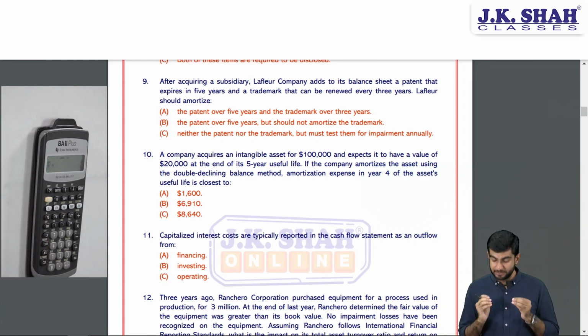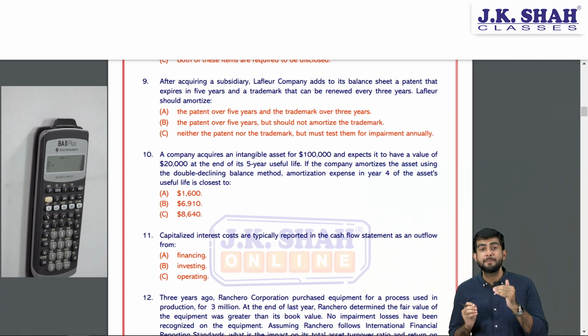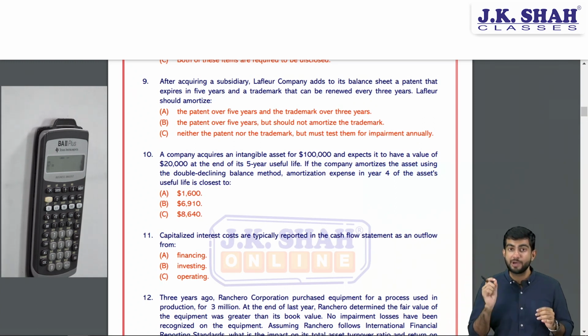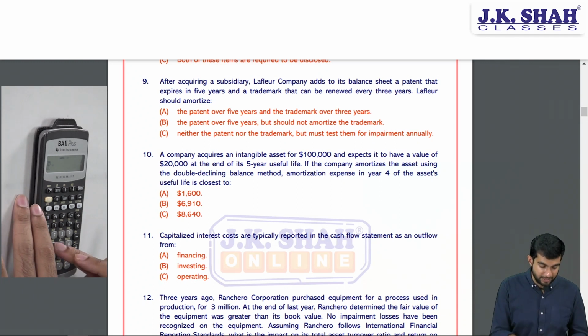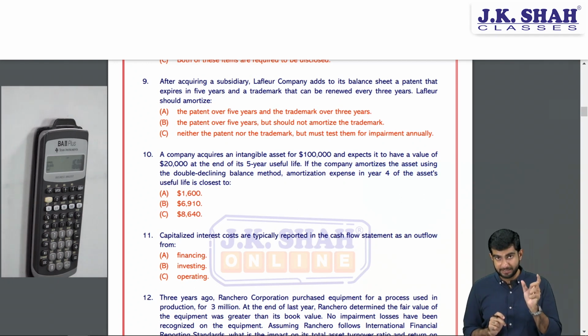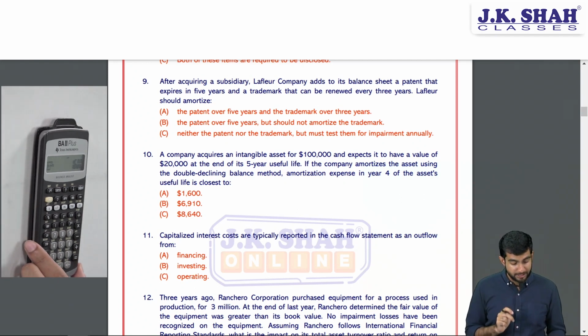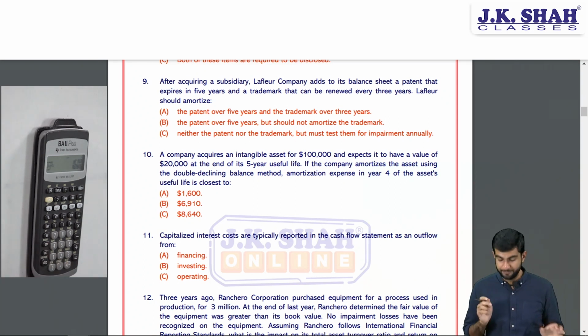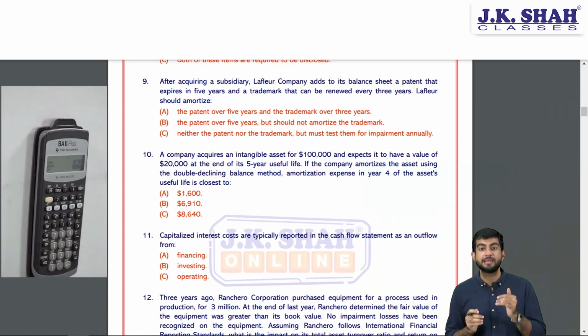YR stands for year. Now they are asking me the depreciation expense, the amortization expense for year 4. So I'll have to input 4 in YR. Input 4, press enter key, press the down arrow. DEP, you are getting your answer, depreciation is equal to 1600. So the answer is option A.